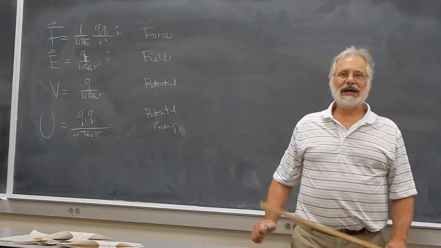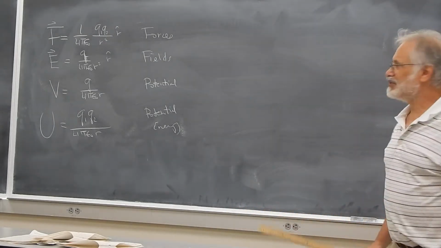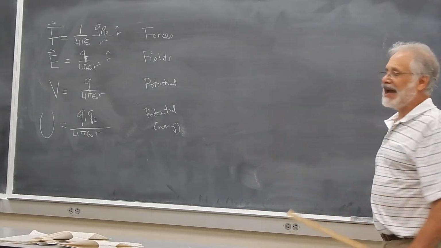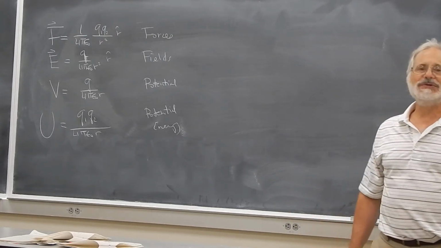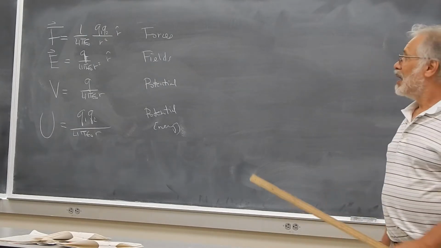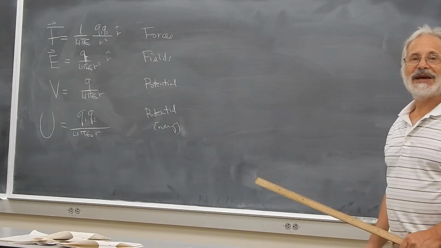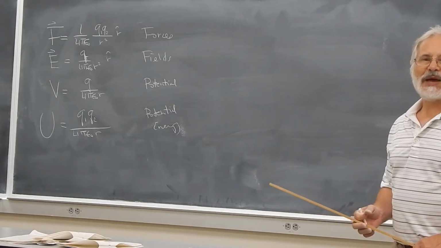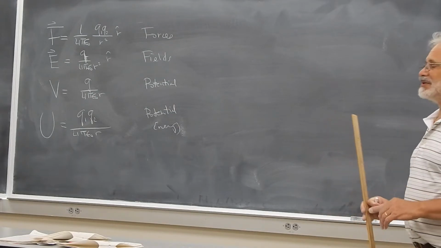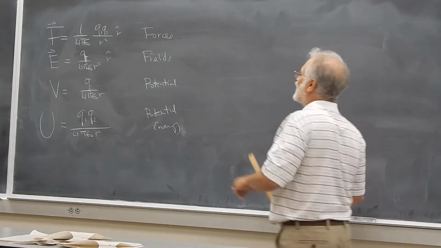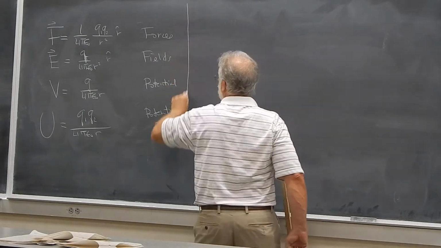So one way to keep these quantities straight is to realize that forces and energy have to be between 2 charges. Fields and potential are calculated at points in space where there are no charges. So I just wanted to make sure that was clear before we moved on.